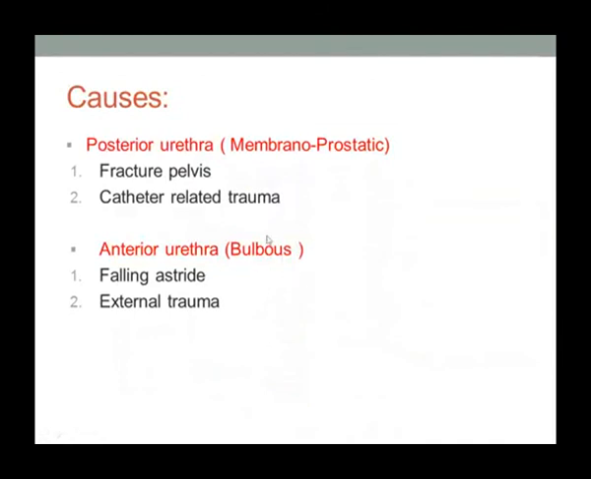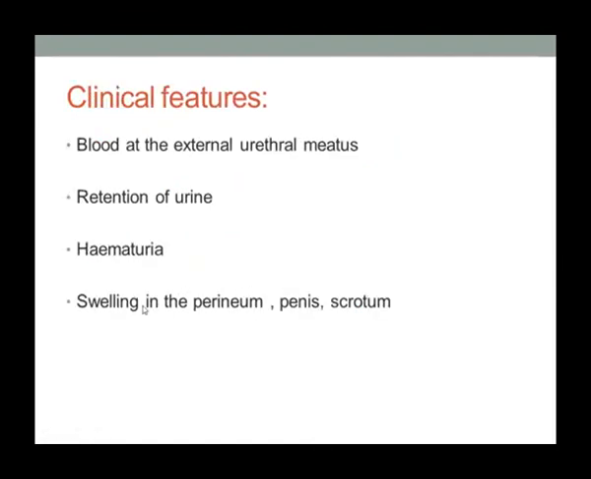The posterior urethra and anterior urethra have already been mentioned to you. The posterior urethra is usually damaged by pelvic fracture, which is one of the most common associations of blunt pelvic trauma. Sometimes catheter-related trauma, an iatrogenic injury, is also there. The anterior urethra is usually damaged by a straddle fall or by direct external trauma. Clinically, you may see the patient with blood at the external urethral meatus, urinary retention, hematuria, and swelling in the perineum, penis, or scrotum.